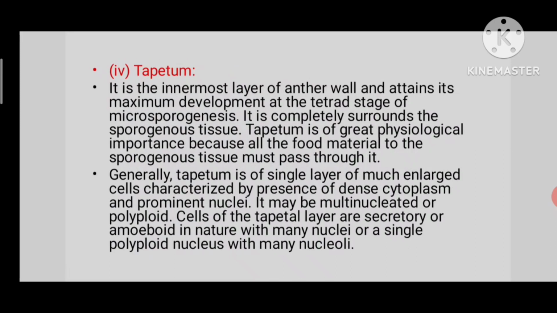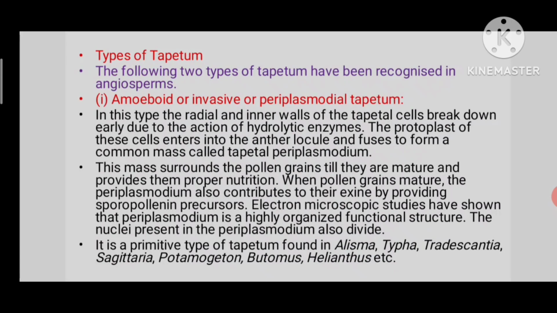Tapetum. It is the innermost layer of anther wall and attains its maximum development at the tetrad stage of microsporogenesis. It completely surrounds the sporogenous tissue. Tapetum is of great physiological importance because all the food material to the sporogenous tissue must pass through it. Generally, tapetum is of single layer of much enlarged cells characterized by presence of dense cytoplasm and prominent nuclei. It may be multinucleated or polyploid. Cells of the tapetal layer are secretory or amoeboid in nature with many nuclei, or a single polyploid nucleus with many nucleoli. Types of tapetum. The following two types of tapetum have been recognized in angiosperms.